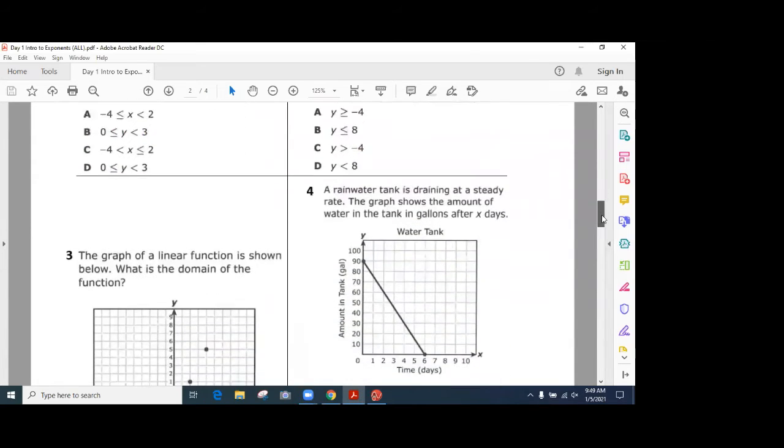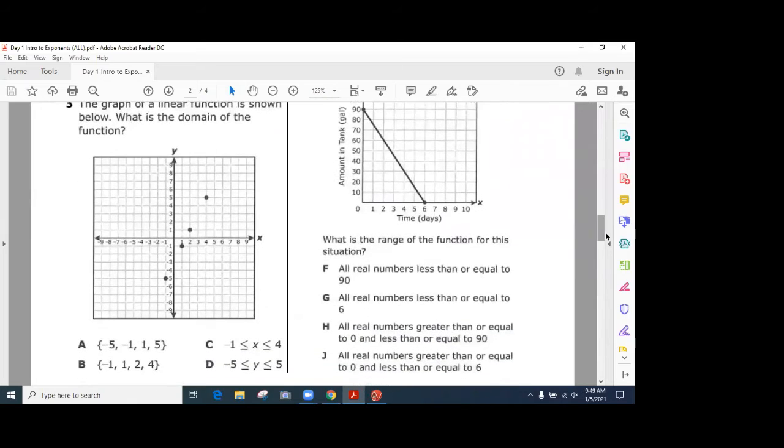All right. So this is a little bit more domain and range.